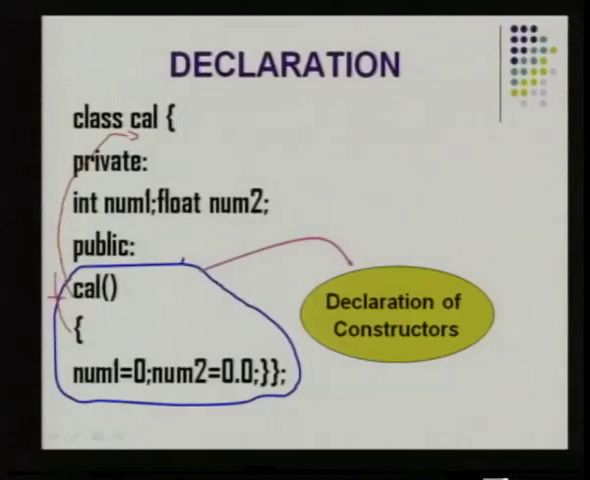You are having the initialization part being done here. Remember, the initialization of all the members is done here. Num1 is also given a value, num2 is also given a value, and the body of the constructor is closed like you close any other normal function. The class is closed with this semicolon. So, this is how you declare constructors in C++.